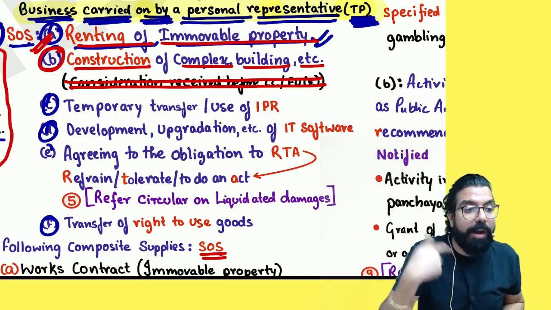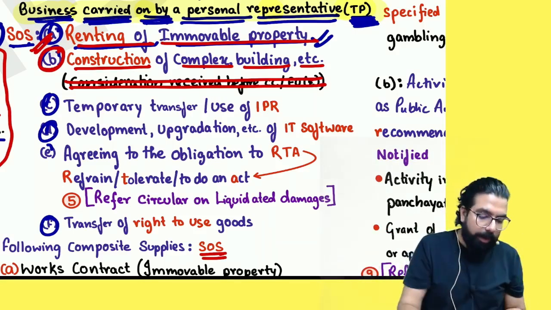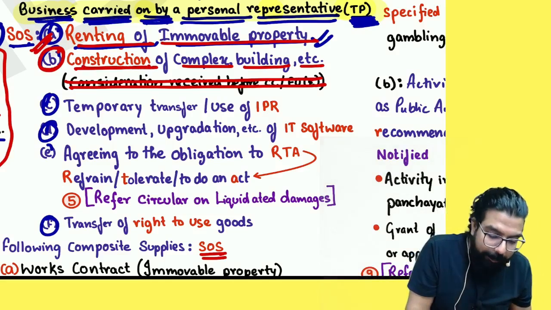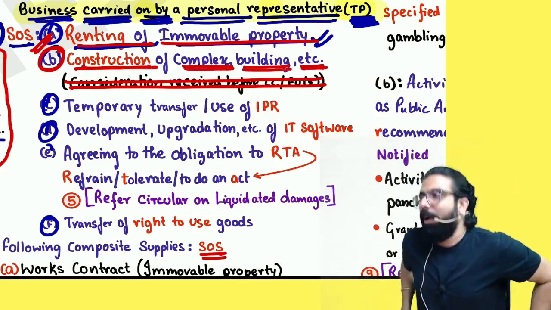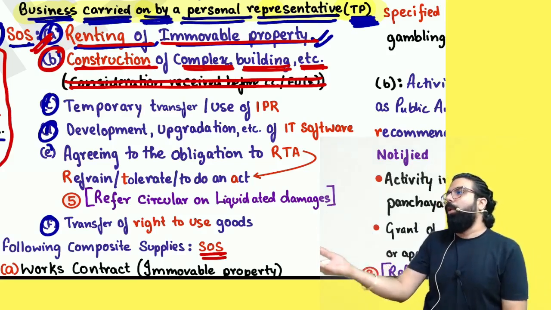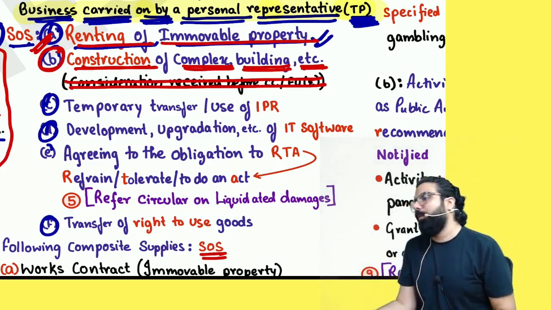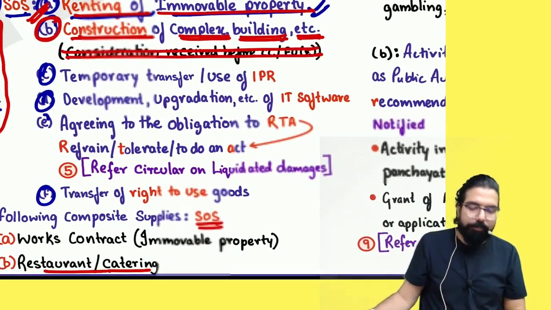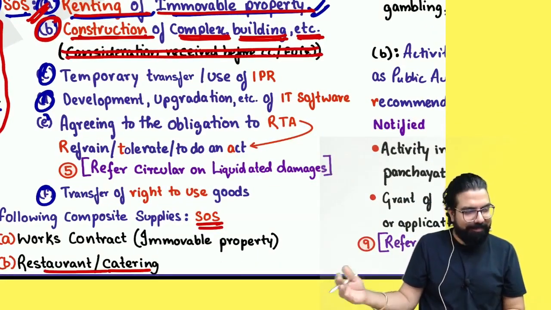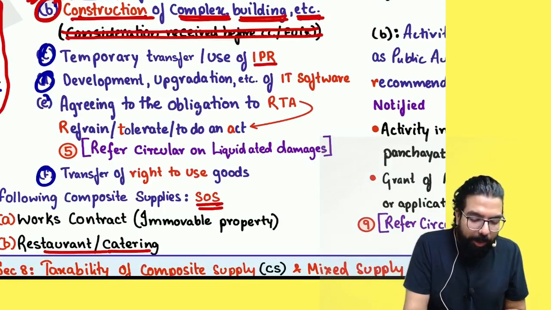I gave him goods or I gave him service? Whenever you construct a building or a complex for someone, you are a constructor. When you construct for someone, you are always giving a supply of service. Is my point clear to all? People, this is very, very easy, right? Next. People, what is IPR?